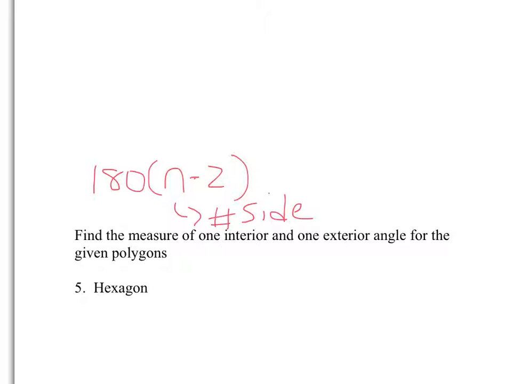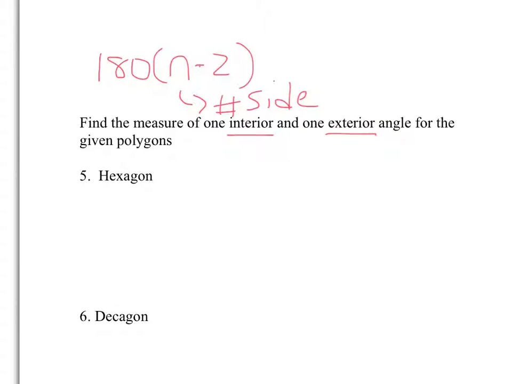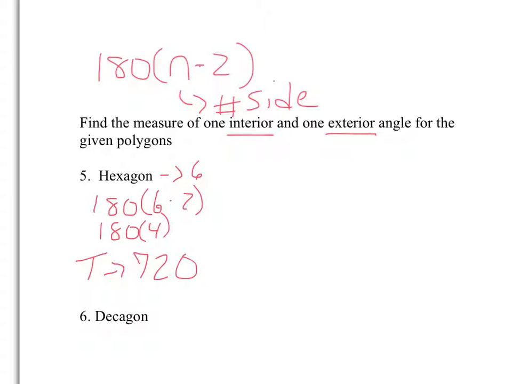So in the first problem, I want one interior and one exterior angle for a hexagon. We know that a hexagon has 6 sides. So 180 times 6 minus 2 is 180 times 4. So I know the total degrees in a hexagon is 720. That's not one of my answers.